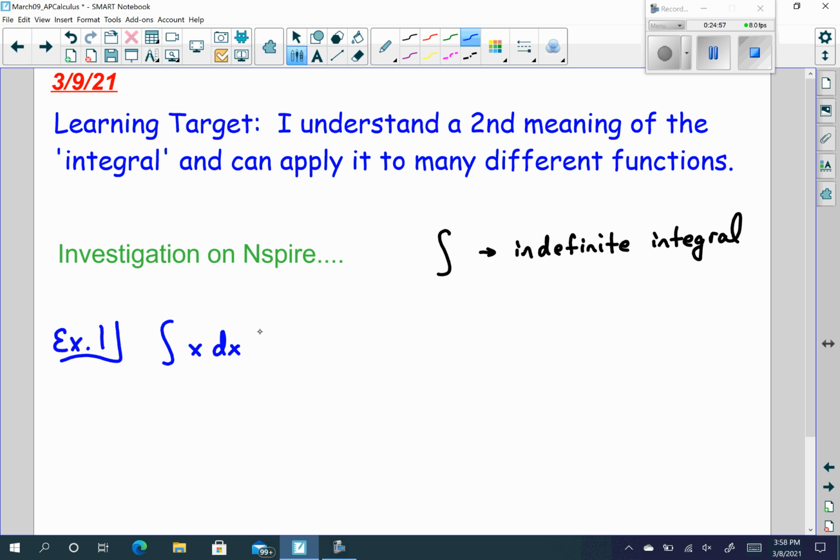So you still go to menu 4.3. You could just skip over the boxes for the limits of integration. Just leave them blank. So just type in the integral of x dx and see what you get. We should be getting x squared over 2.